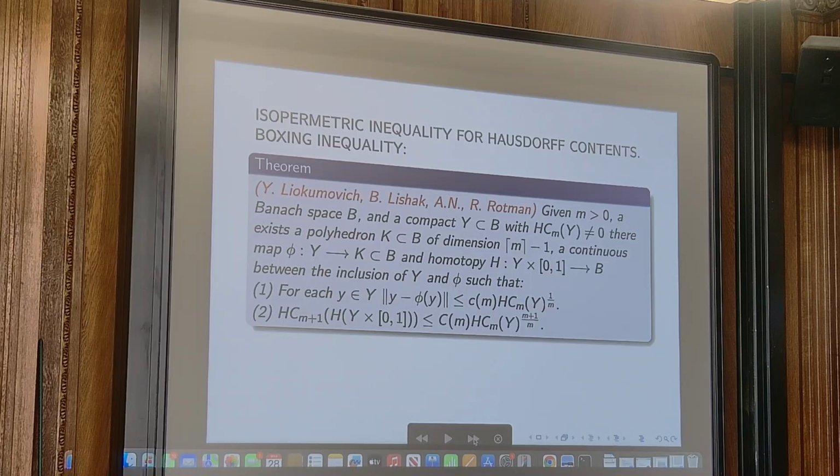What is interesting about this result? M now has absolutely nothing to do with the dimension of Y. So it doesn't make sense to consider M greater than the dimension of Y because we're going to get just 0. So de facto, M is less than or equal to the Hausdorff dimension of Y, but it could be much less. And as in the Gromov paper, we have here C of M, where M definitely is not the dimension of the ambient space, and even not the dimension of Y. It's the M that we use in order to define the Hausdorff content.